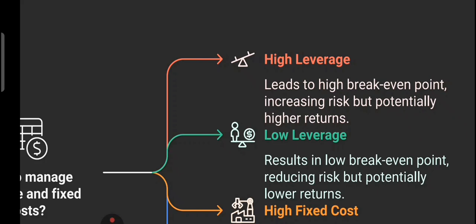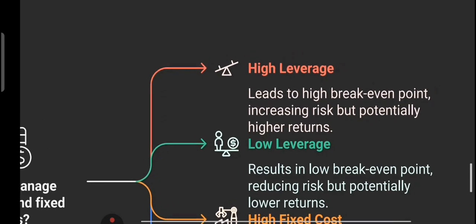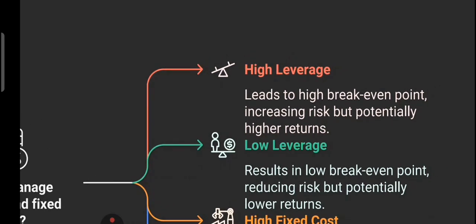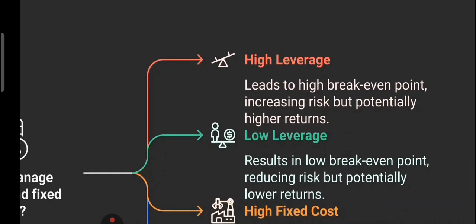So whenever you are using more borrowed fund or fixed financial obligation, it pushes your break-even point higher, right? It pushes the break-even point higher. This increases the risk. Okay, but it also opens the door to higher profit when things go right. You can think of it as high risk, high reward. This is called high leverage.